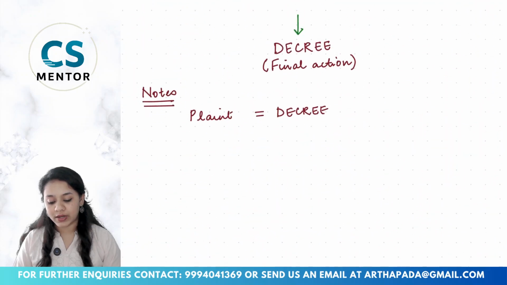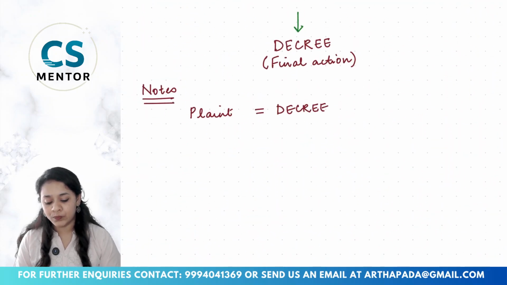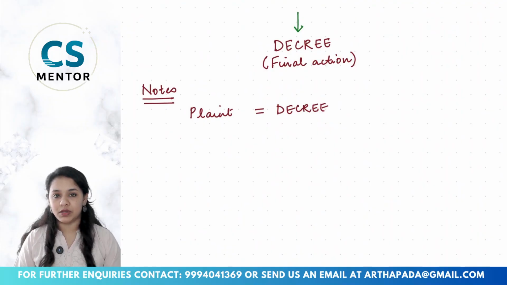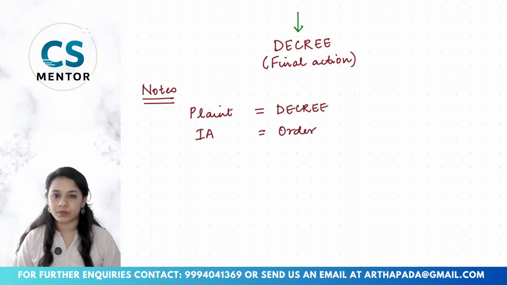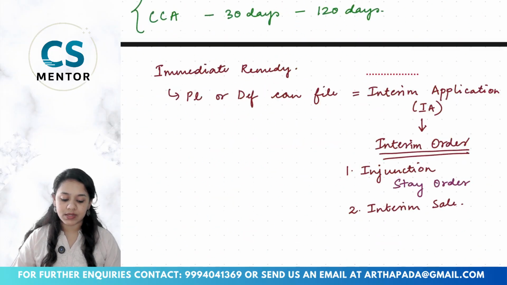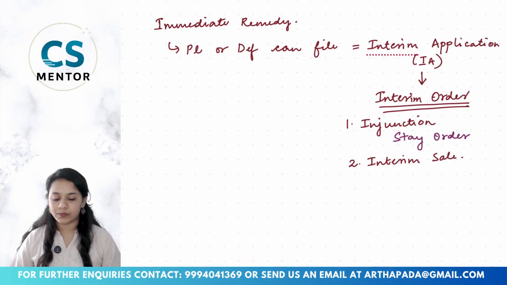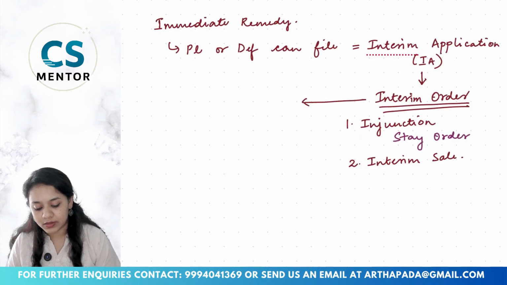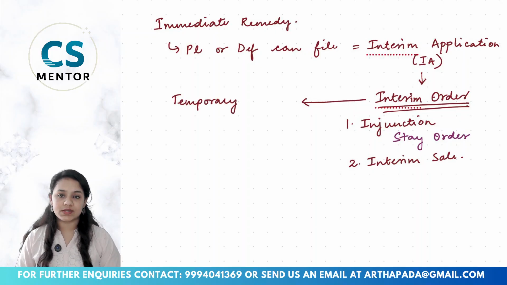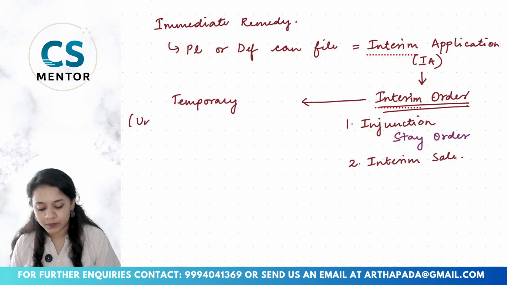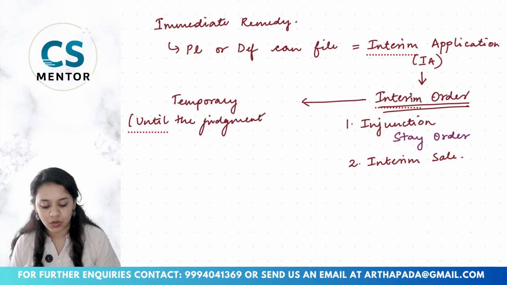So when we're writing our notes, I'd like you to note another one also. If a plaint is being submitted, then a decree will be given. If an interim application is made, then an order will be given. Okay, so let's try to understand exactly what is this interim order. An interim order is a temporary measure. Okay, temporary means, what does it mean? Basically, until the judgment or the decree is given.